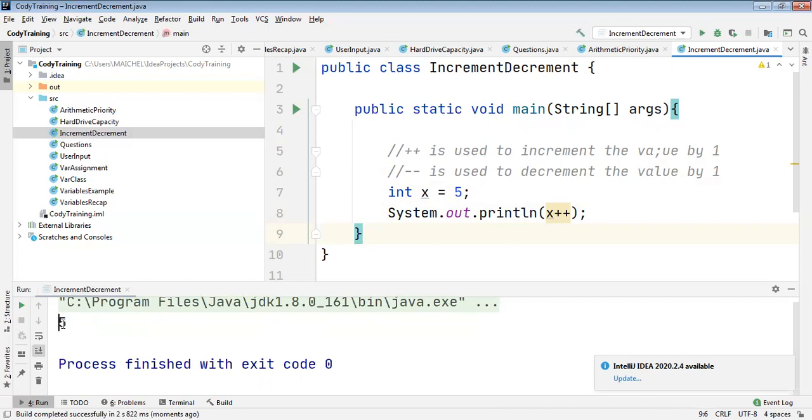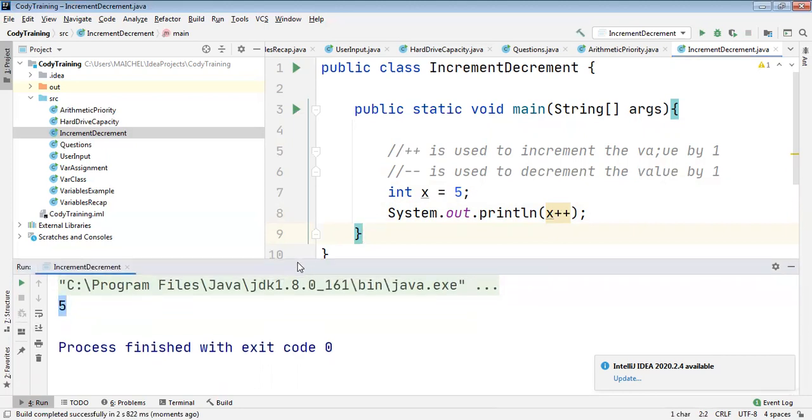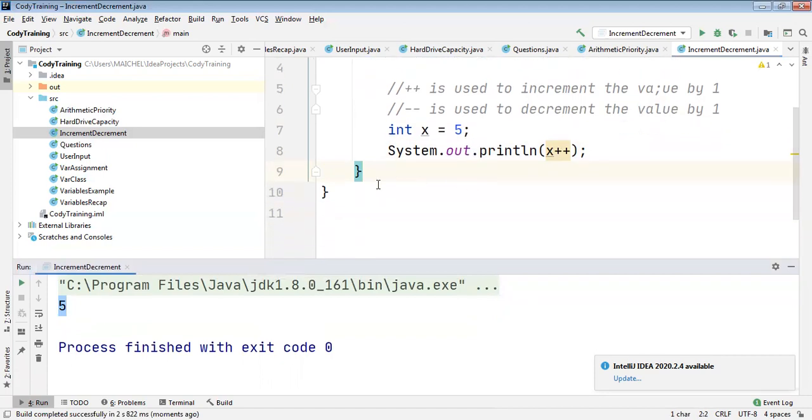Like, here we got 5, not 6. So how did we get 5, not 6? We already incremented the value by 1. Do you know any explanation for that?